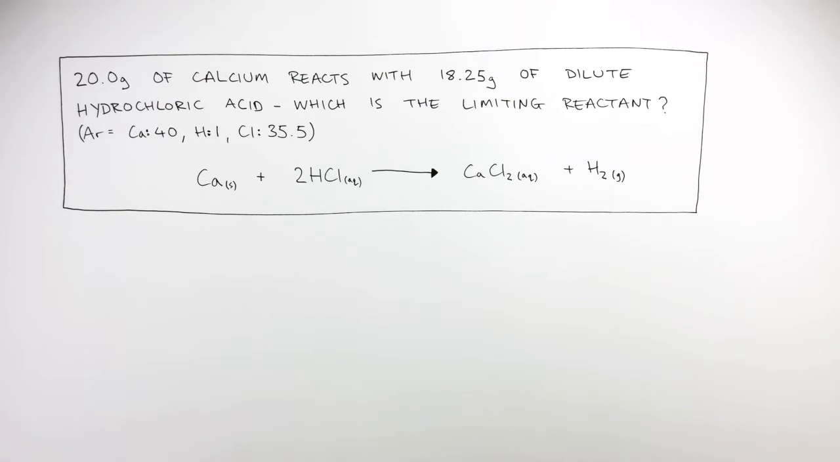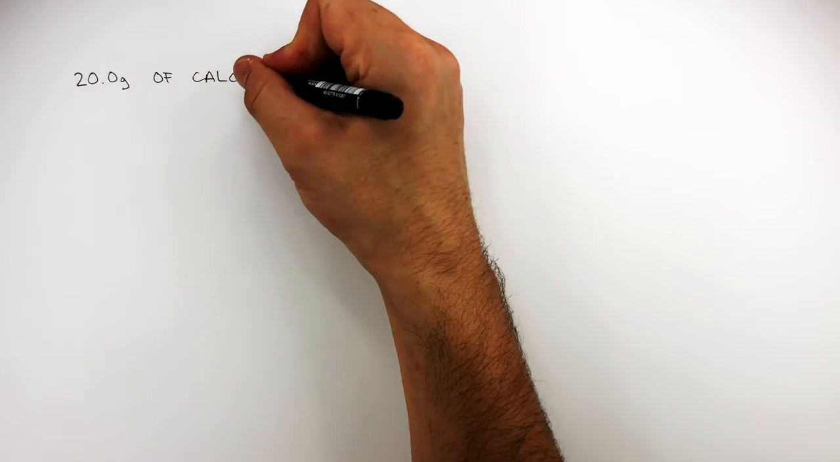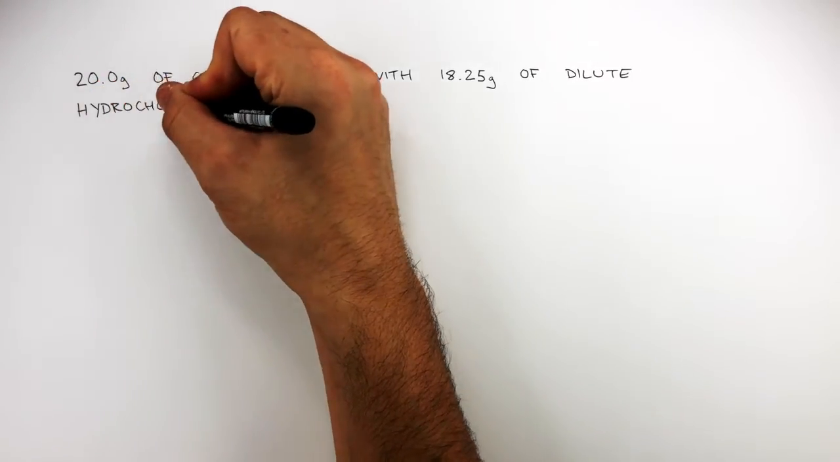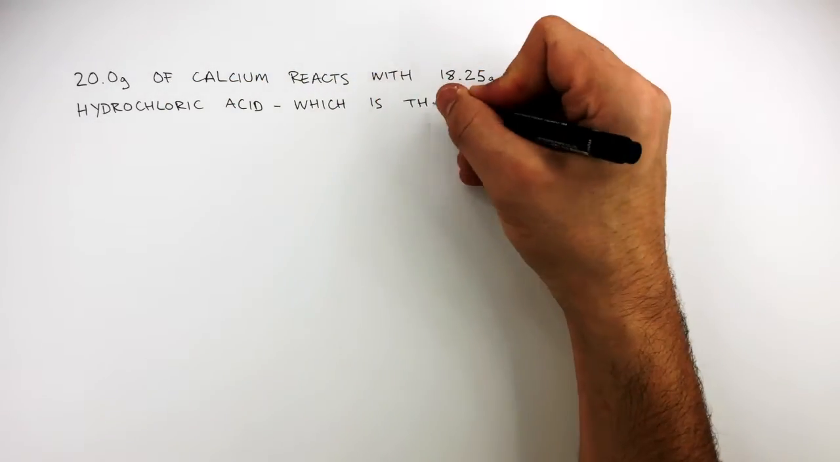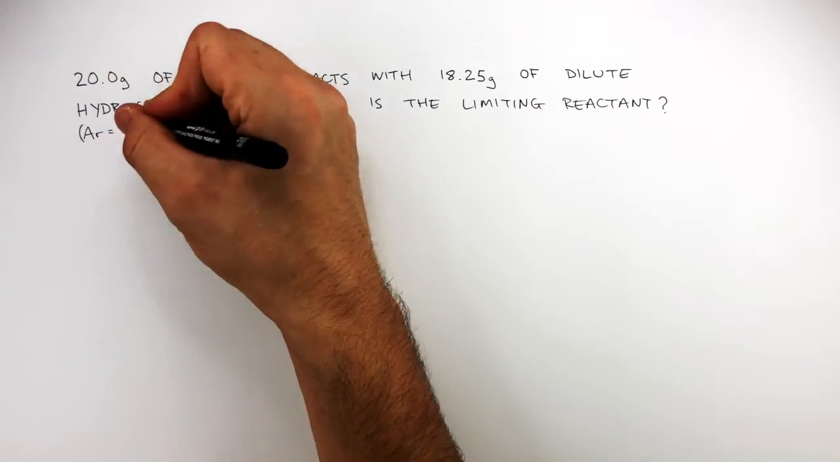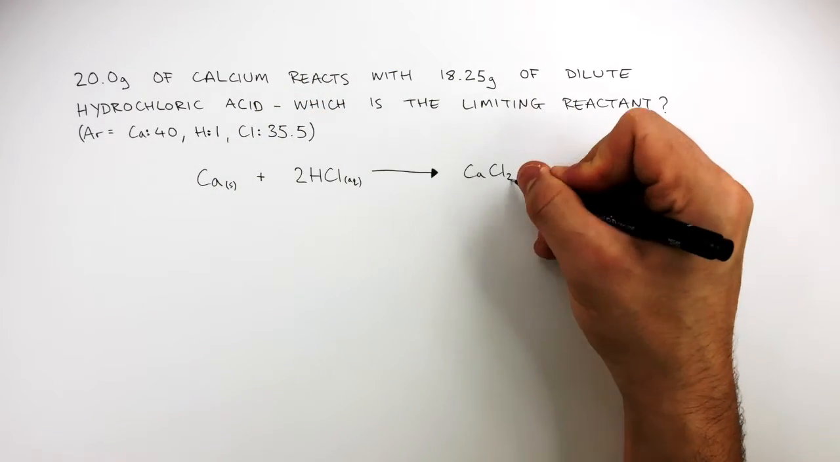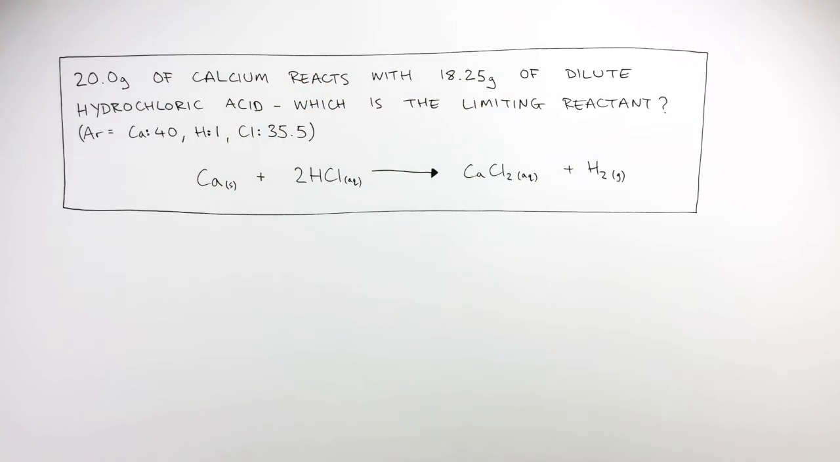This is a typical exam style question where you have to determine which is the limiting reactant. So the question says, 20 grams of calcium reacts with 18.25 grams of dilute hydrochloric acid, which is the limiting reactant. And these are the relative atomic masses that you need, and this is the balanced symbol equation that you also need to use. We're going to use this formula triangle to calculate the moles, where moles equals mass divided by AR or MR.